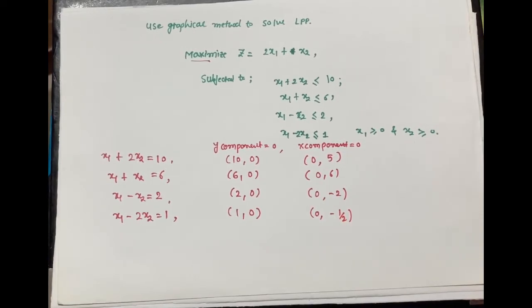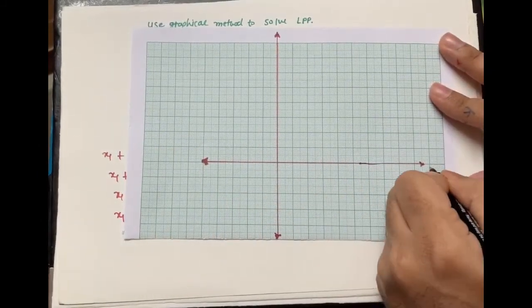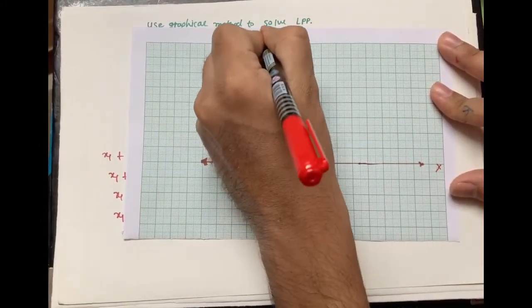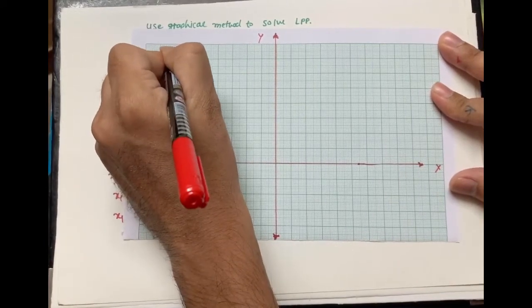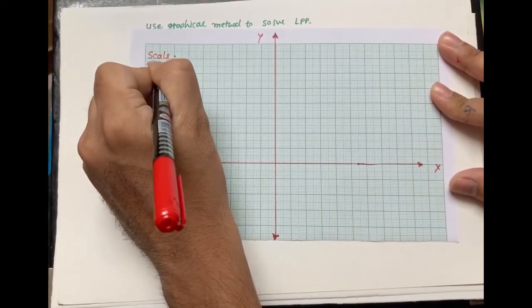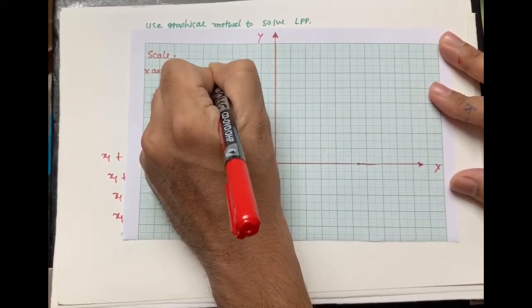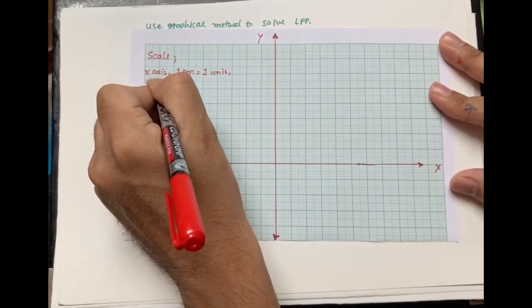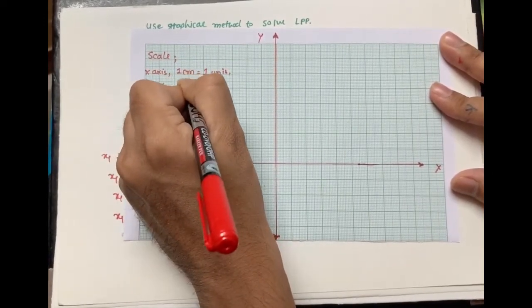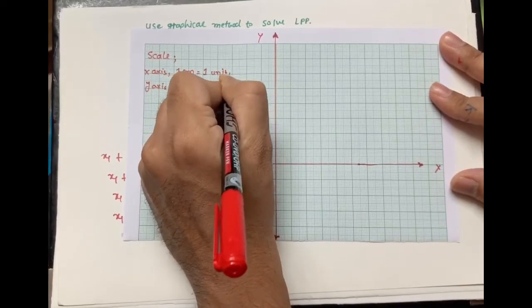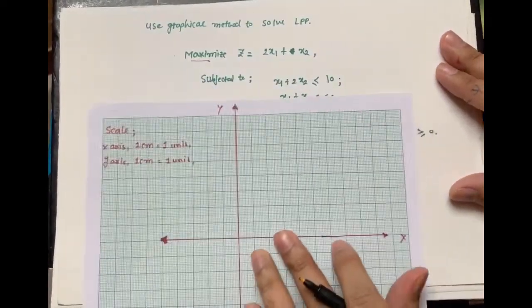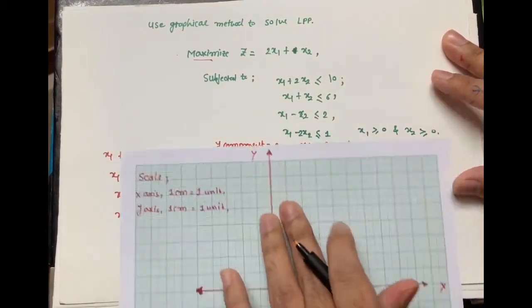So the intersection points are clear. I have computed the intersection points. Now I need to plot them on a graph. So this is our x-axis, this is my y-axis. First I need to write the scale. For the x-axis the scale is 1 centimeter equals 1 unit, and for the y-axis the scale is 1 centimeter equals 1 unit. Scale is clear. For the first line the points are 10, 0 and 0, 5.